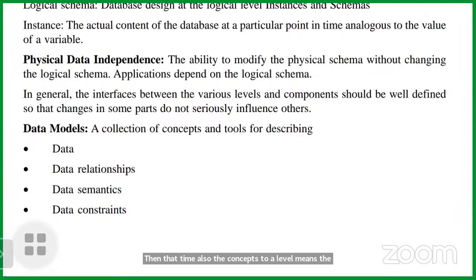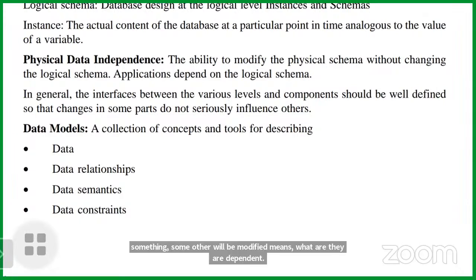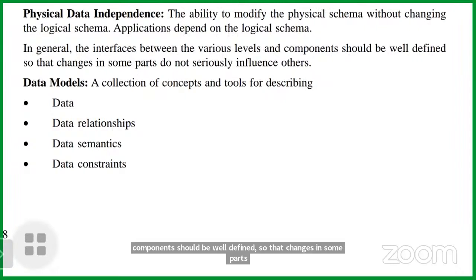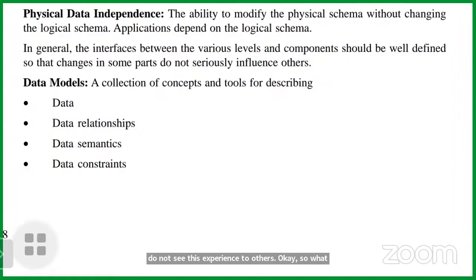That is called physical data independence. It's independent: if we modify something and something else has to be modified, then they are dependent. It should not be like that. Physical independence is the main important thing. In general, the interfaces between the various levels and components should be well defined, so that changes in some parts do not seriously influence others. That is what it is telling, not influencing others.